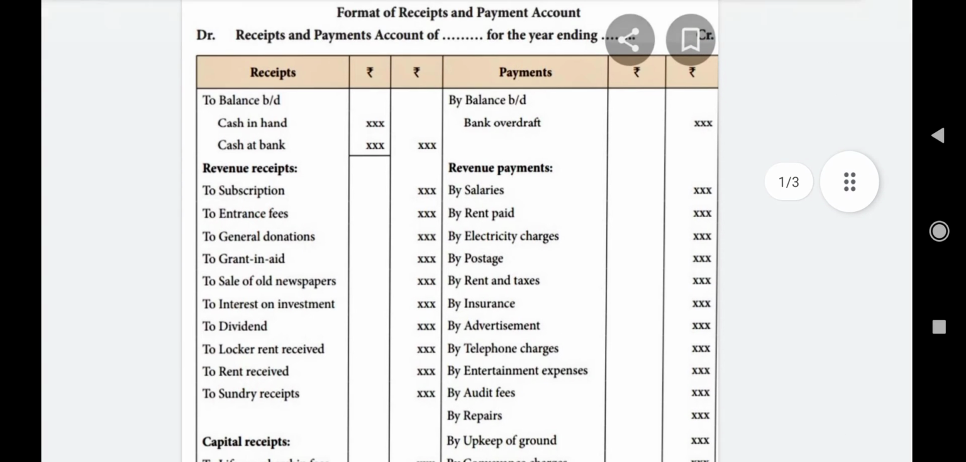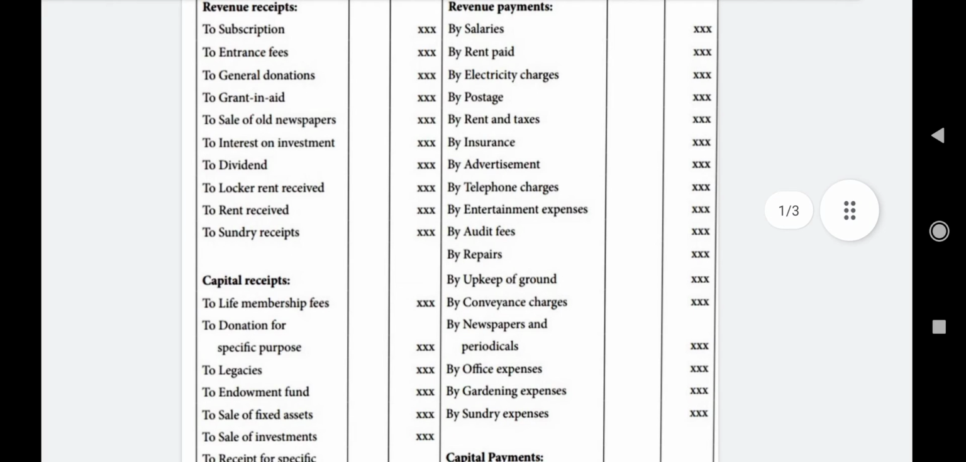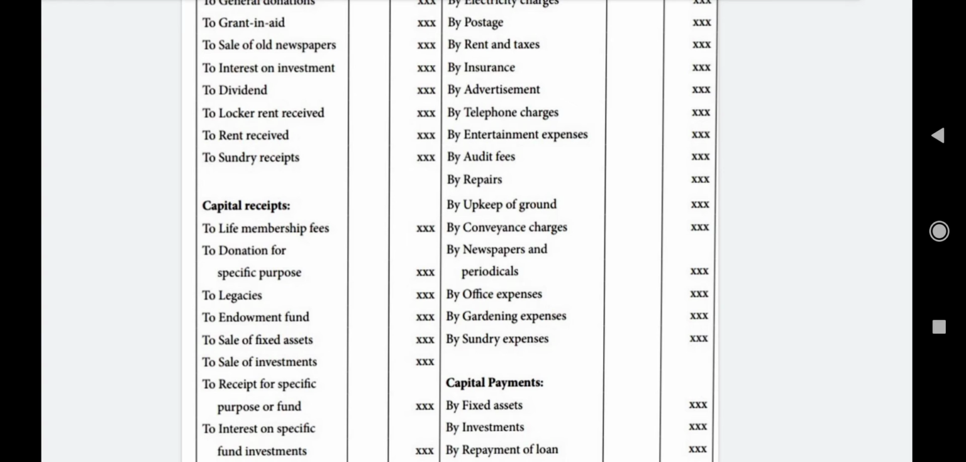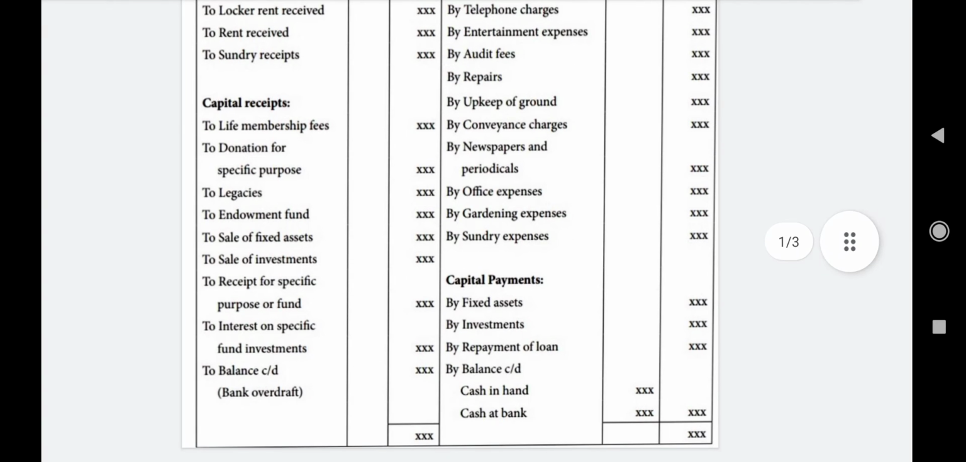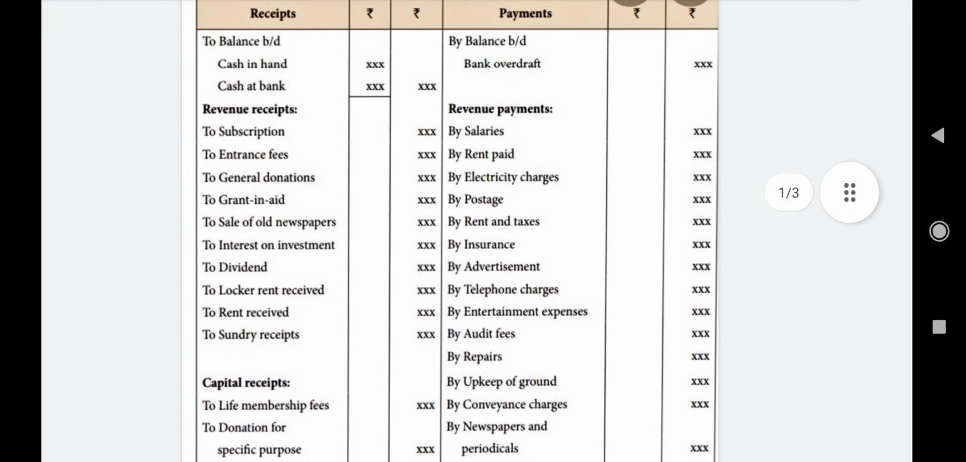In that you go with the salaries, rent paid, electric charges, postage, rent and taxes, insurance, advertisement, telephone charges, entertainment expenses, audit fees, repairs, upkeep of ground, conveyance charges, newspapers and periodicals, office expenses, gardening expenses, sundry expenses. These all come into the revenue expenditure, the revenue payments. Then you should record them on the payment side.